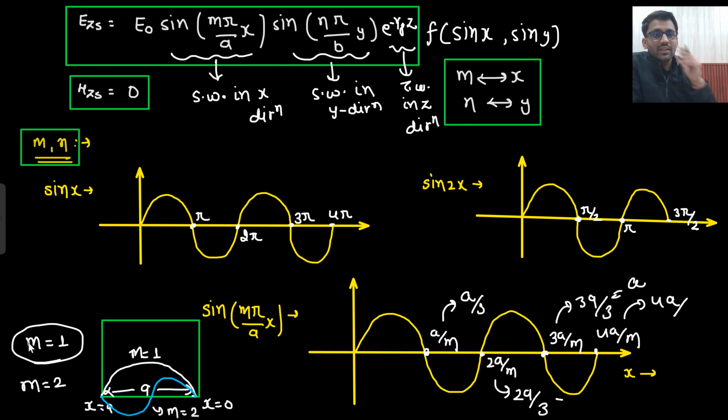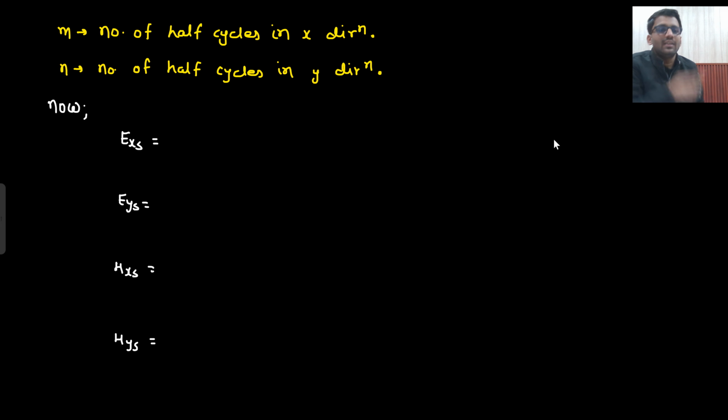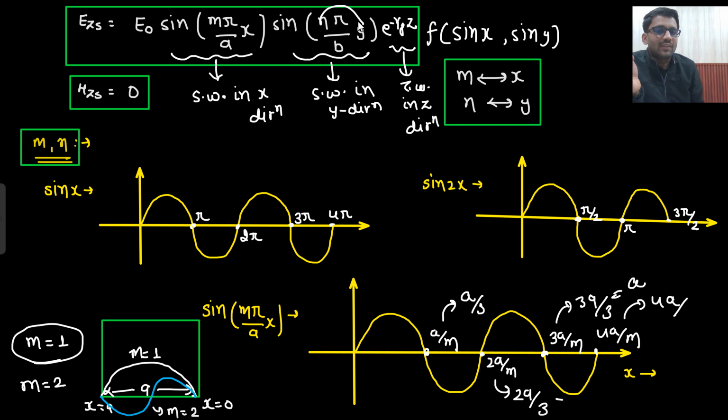So what is the value of m representing? If m is 1, then the number of half cycles in the x direction is 1. If m was 2, then the number of half cycles in the x direction was 2. And if m is 3, the number of half cycles in the x direction is 3. So m represents the number of half cycles in the x direction. Similarly, n will represent the number of half cycles in the y direction. Is that explanation clear to you?